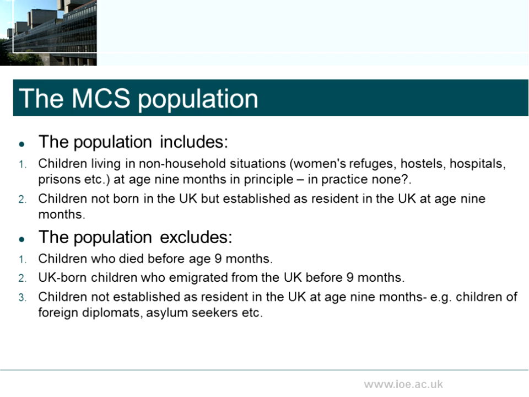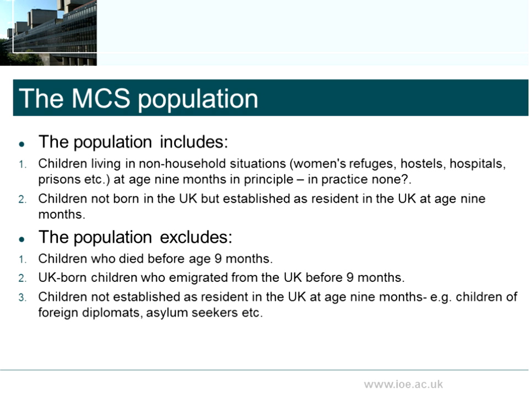The population also includes children who are living in non-household situations such as women's refugees and hostels and hospital prisons. So this is in theory, but in practice, we didn't have any children in any of these categories. The sample also included children not born in the UK but who were established as residents in the UK at the age of 9 months. So it also includes those who are not British citizens.